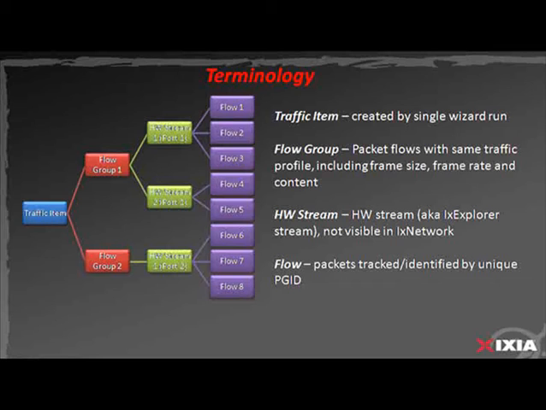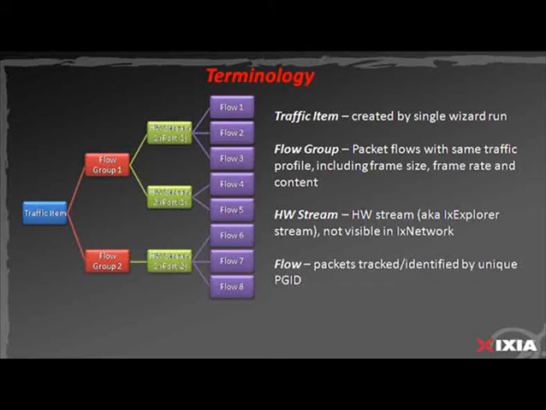Each IxNetwork configuration can scale up to a maximum of 16,000 flow groups within a particular test. Each flow group in IxNetwork corresponds to one or many hardware streams, also known as IX Explorer streams. Hardware streams are not exposed in IxNetwork.